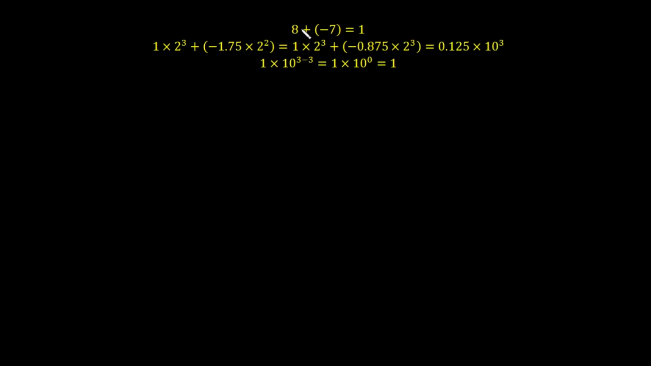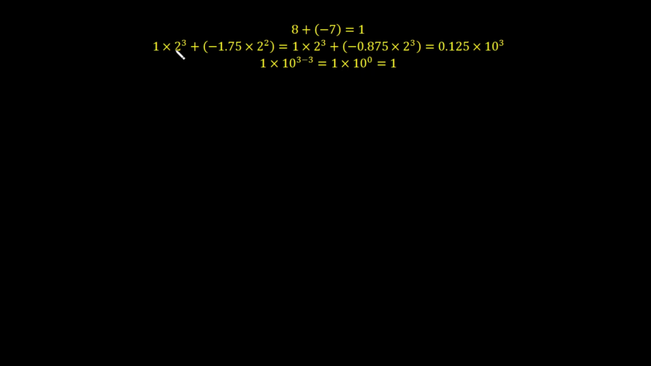So in this example here, we have 8 minus 7 is equal to 1. The exponent difference is 1 here, because 8 can be written as 1 times 2 to the 3, and the minus 7 can be written as minus 1.75 times 2 to the 2. So you can see there's an exponent difference of 1. These are just out of range, meaning the 8 is in the lower part of the range, and the 7 is in the higher part of the previous range. So whenever we subtract them, we can get cancellation.